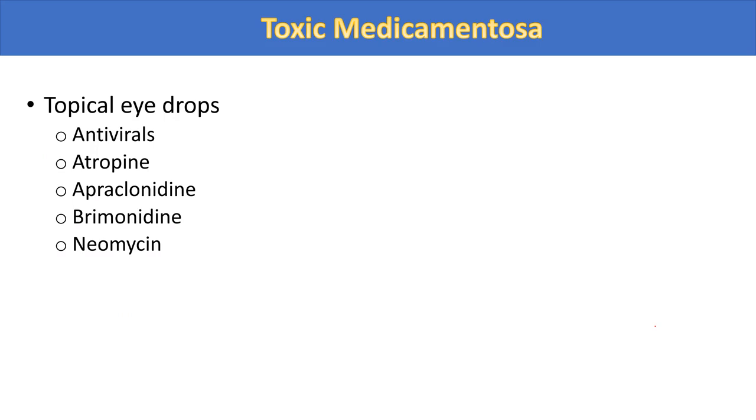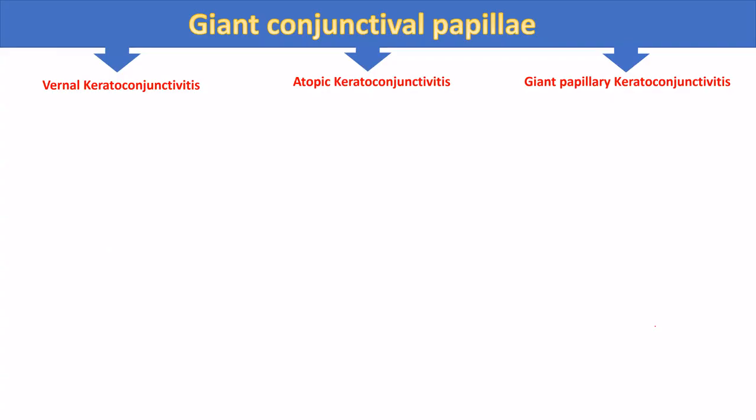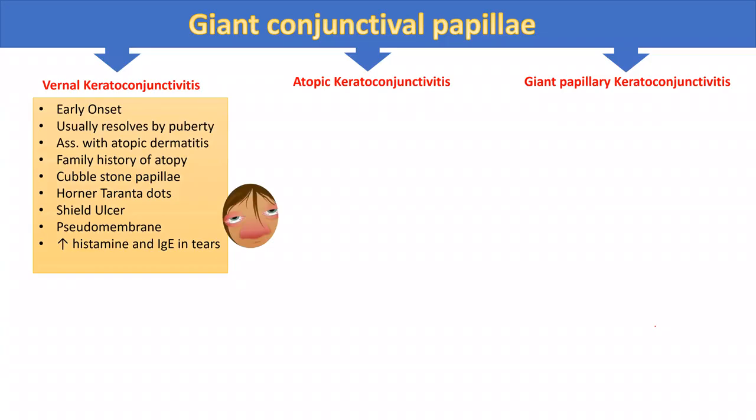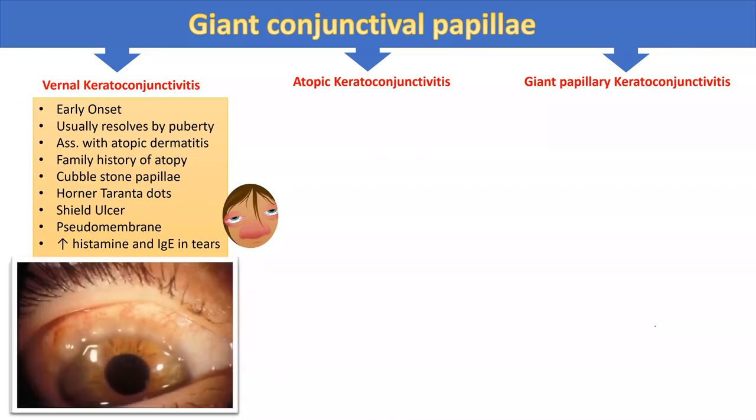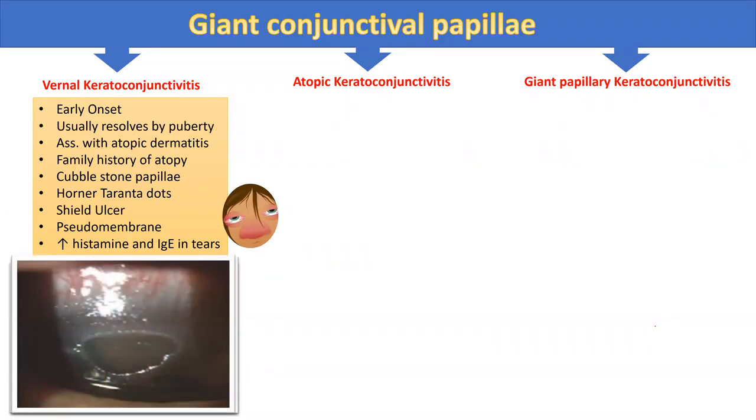Okay, so to summarize what we have mentioned, we have the giant conjunctival papillae. It has three differential diagnoses, mainly vernal, atopic, and giant papillary conjunctivitis. The vernal disease is of early onset, usually resolved by puberty, associated with atopic dermatitis, sometimes family history of atopy, cobblestone papillae, Horner-Trantas dots, shield ulcer, pseudomembrane, and increased histamine and immunoglobulin in tears. It can show these giant papillae, limbal nodules or Horner-Trantas dots, and that shield ulcer.